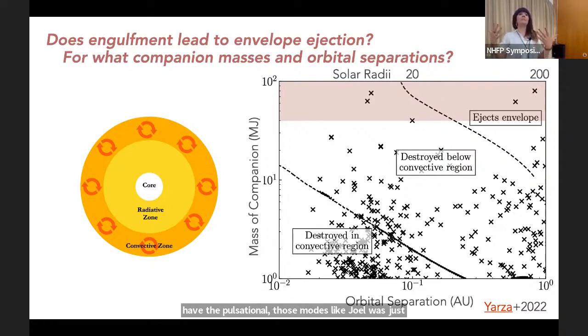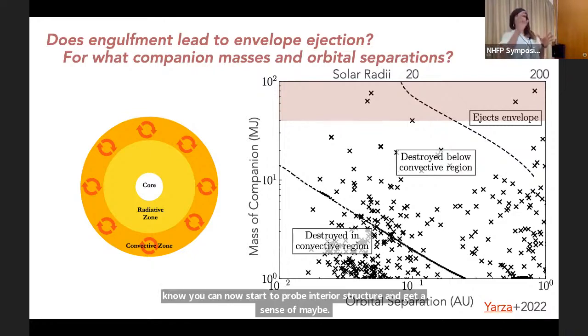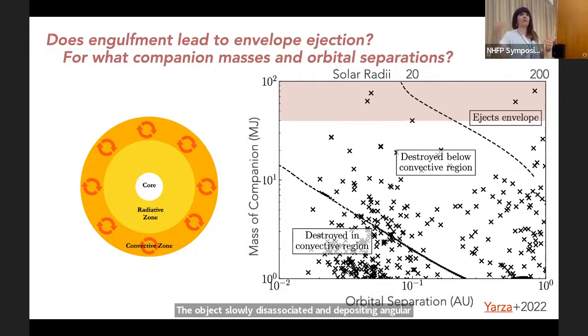So whether or not angular momentum is fully deposited on the surface is shown in that photometric rotation. So rapid rotation is another really useful signature. You can now start to probe interior structure and get a sense of maybe the object slowly disassociating and depositing angular momentum in a way that shows some kind of radial profile there. So that's useful. I also work on blue straggler work when I'm thinking about stars merging and sharing masses, and comparing the mass that's inferred by asteroseismology to the mass of the main sequence turnoff can be very useful. But with planets, I haven't yet found a way to do this.